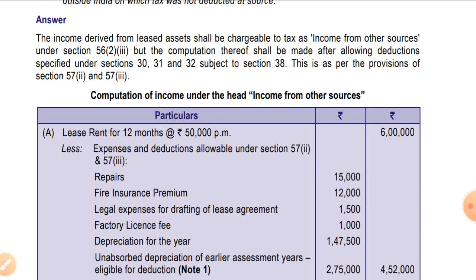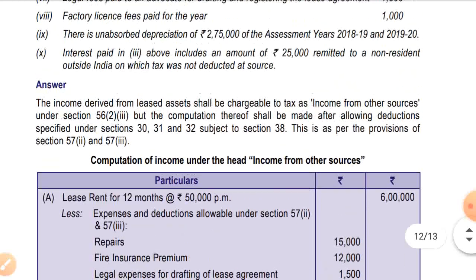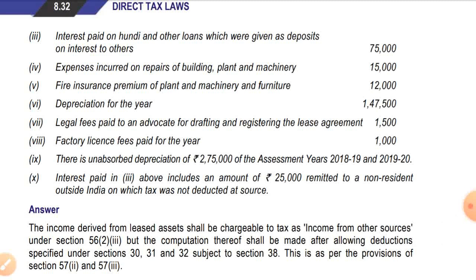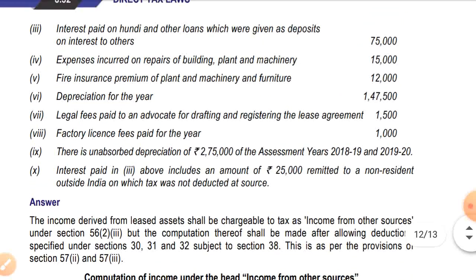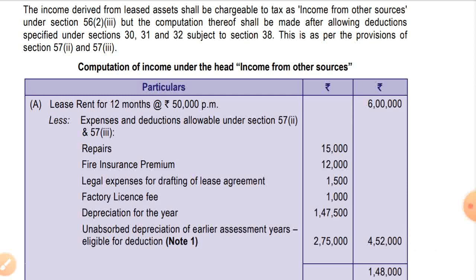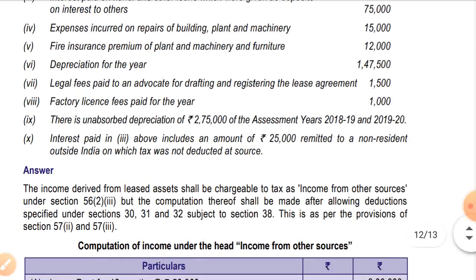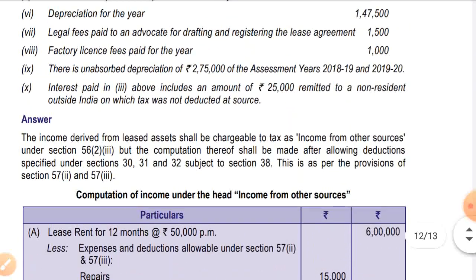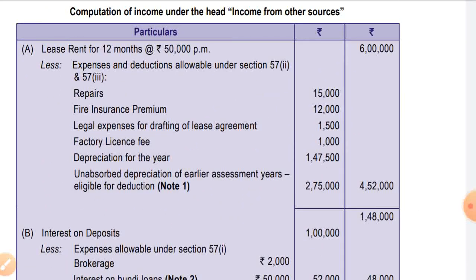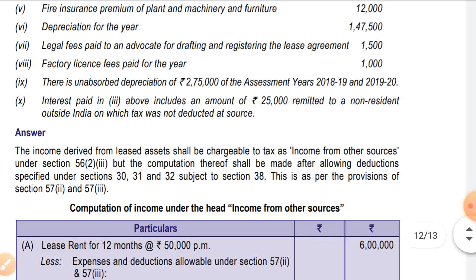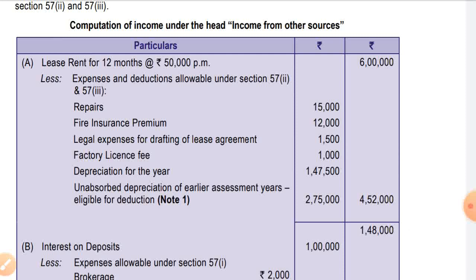Lease rent for 12 months at the rate of rupees 50,000 per month comes to 6 lakhs, less expenses and deductions allowable under section 57(2) and 57(3). That is repairs, as we have seen in point number 4, 15,000. Fire insurance premium 12,000, that is in point number 5, and legal expenses for drafting of lease agreement is 1,500, that is in point number 7. And after that factory license fees 1,000, that is in point number 8, and depreciation for the year is 1,47,500, depreciation is in point number 6. And unabsorbed depreciation for earlier assessment years eligible for deduction, that is 2,75,000. So the amount is coming to 4,52,000, and after allowing the expenses, the income is coming to 1,48,000.